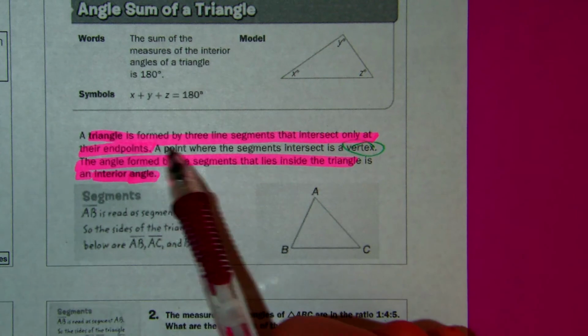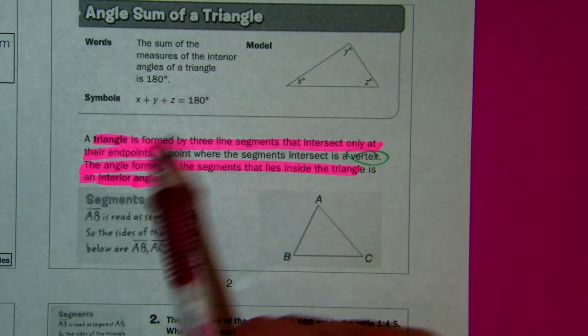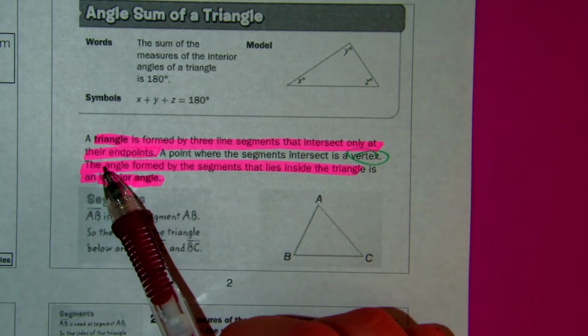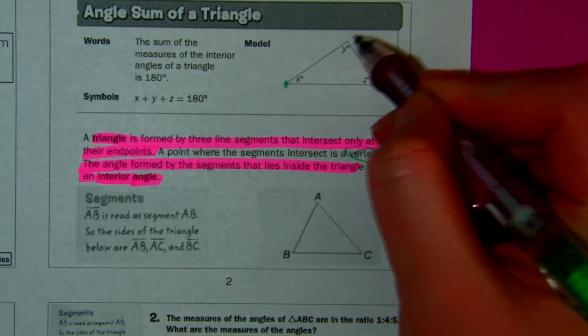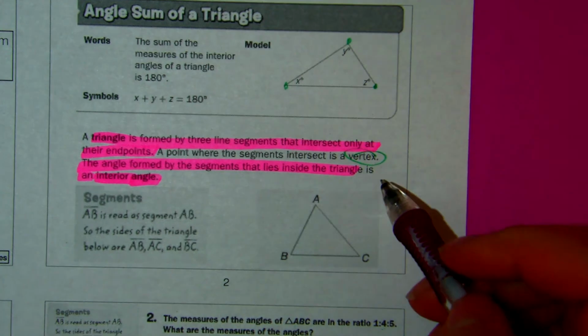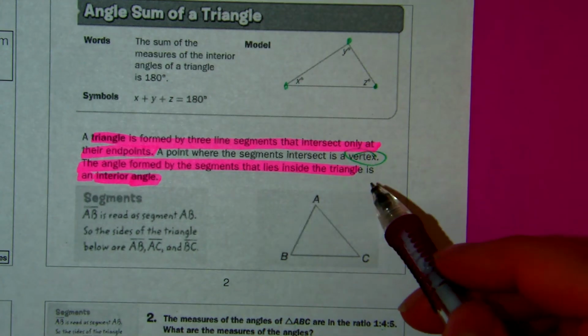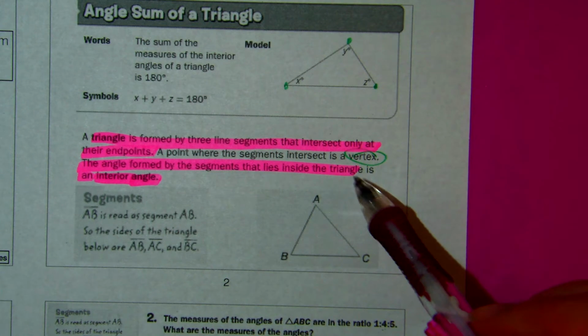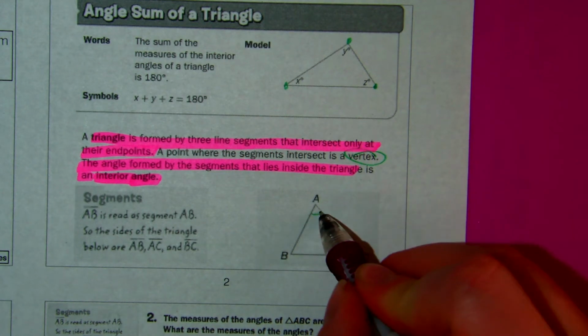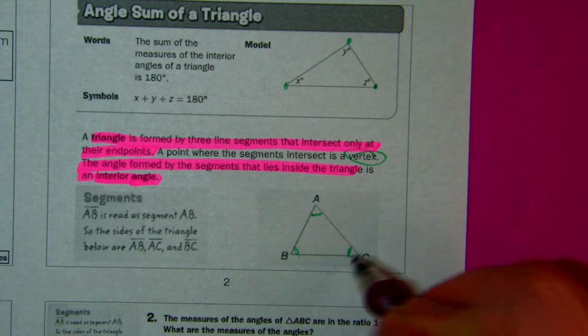A couple vocab words here. A triangle is formed by three line segments that intersect only at their endpoints. A point where the segments intersect is called a vertex, so a triangle has three vertices. Not a vocab word, but a good one to have on your paper anyway. The angles formed by the segments that lie inside the triangle are called interior angles. So these are interior angles because they are inside the triangle.